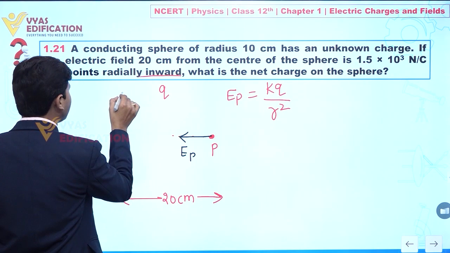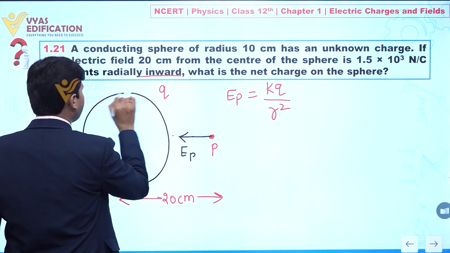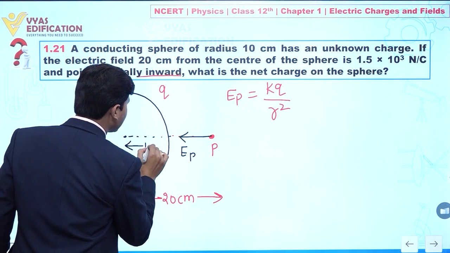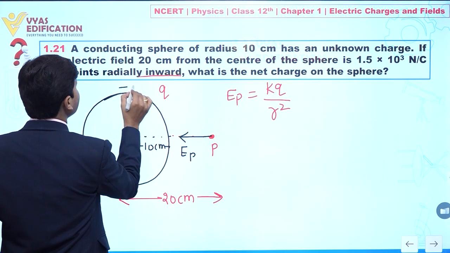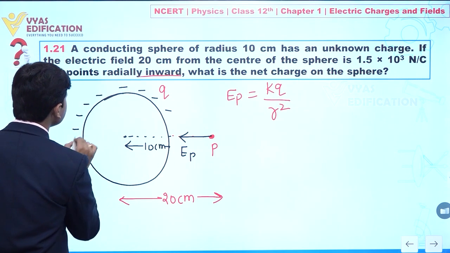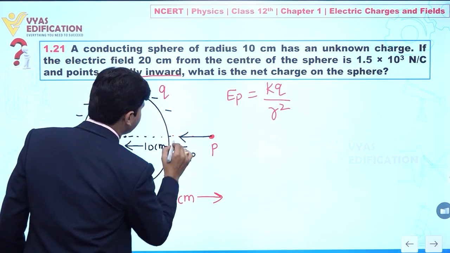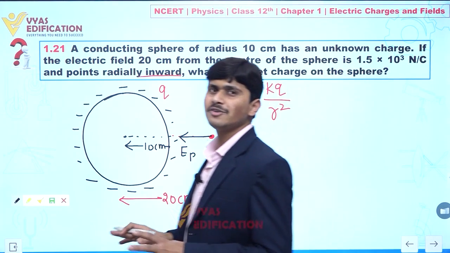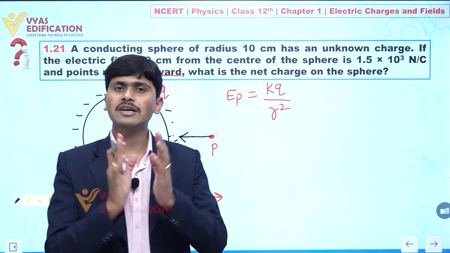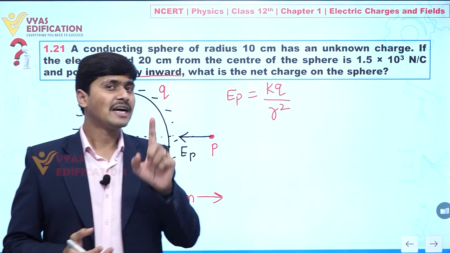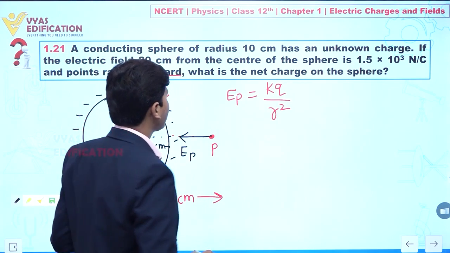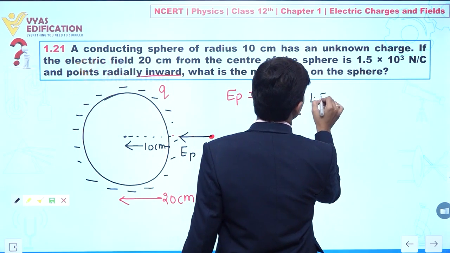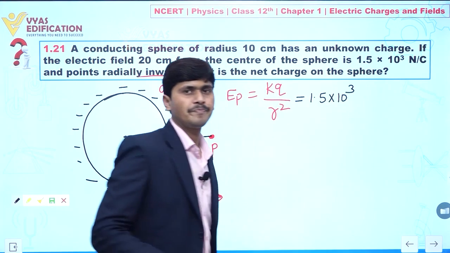So we can say actually if we draw the sphere like this, let's suppose this is the center, and radius is given to you 10 centimeter. And here we have negative charge present on this sphere. So directly you can say you have to calculate the magnitude of Q first, and your answer should be with minus sign. So how can we calculate? Value of electric field is given to you 1.5 into 10 to the power 3 Newton per Coulomb.